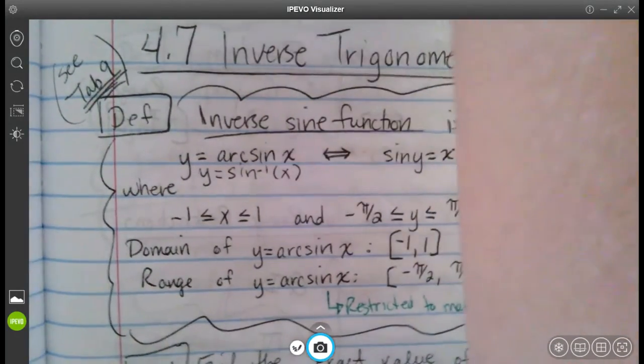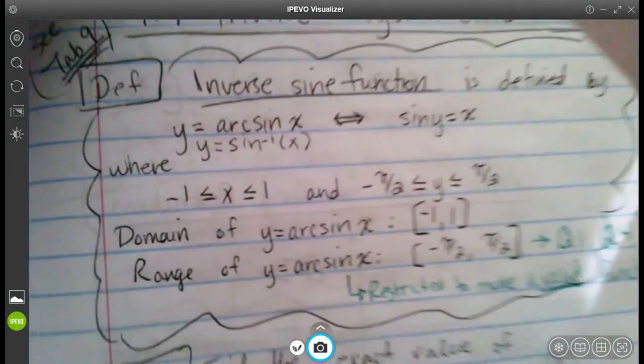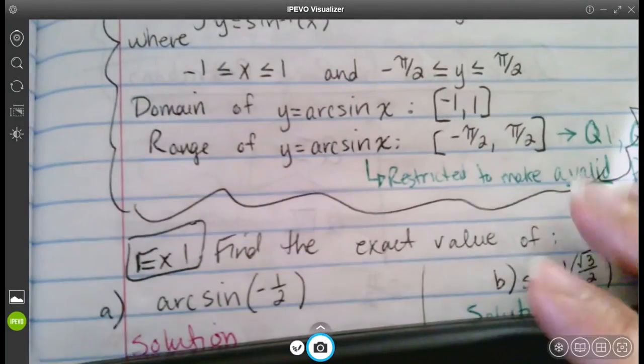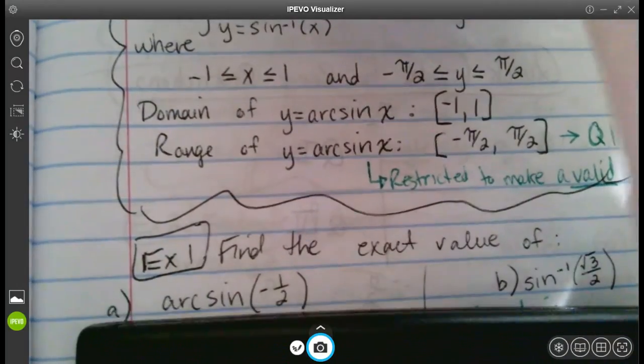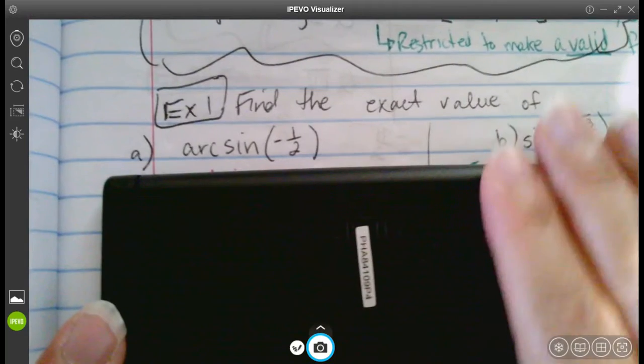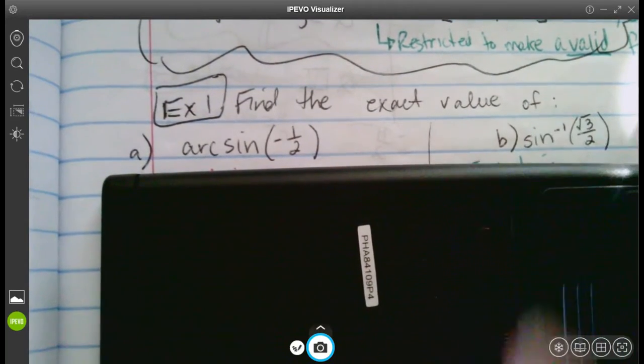So let's go ahead and start some problems. These ones are a little bit tricky at first. Once you get the hang of them, though, they're not too bad. So let's look at letter A first. We have: find the exact value of arcsine of -1/2.